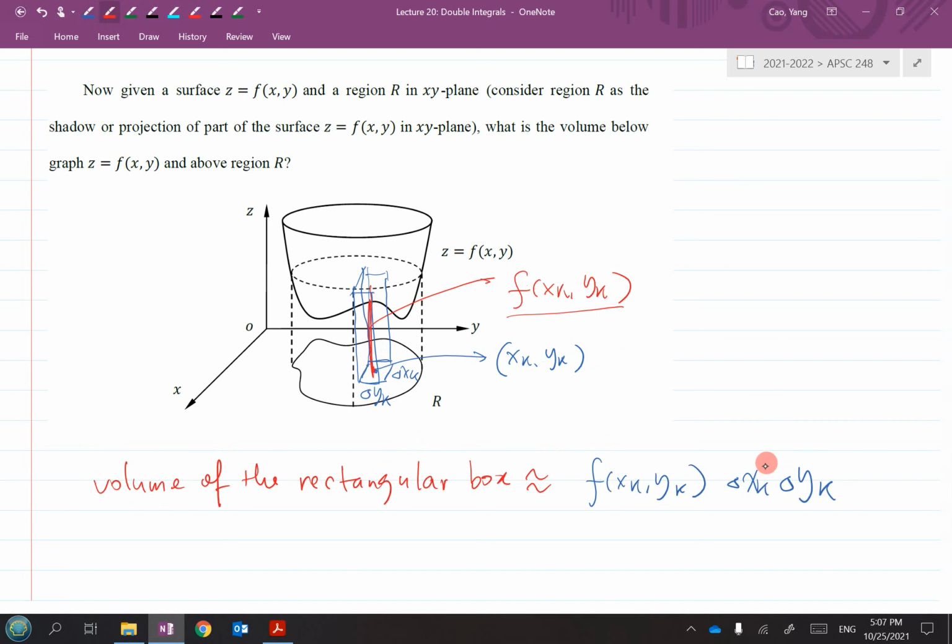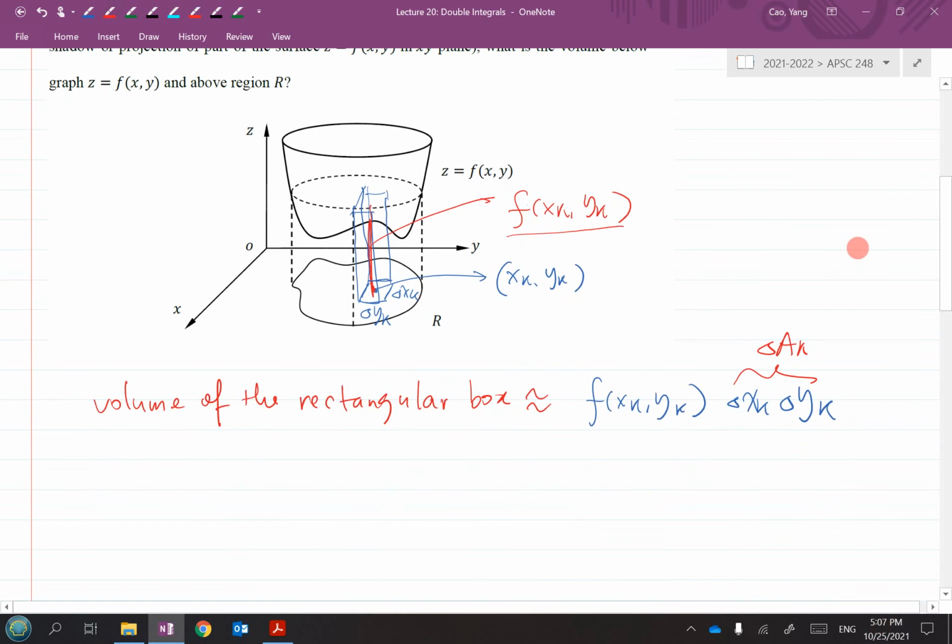Okay, so this portion here is the base area. So you get the volume of this very, very small rectangular box. Of course, my drawing here is very much exaggerated. Okay. So now you can imagine if I can create n number of these rectangular boxes within this region R.